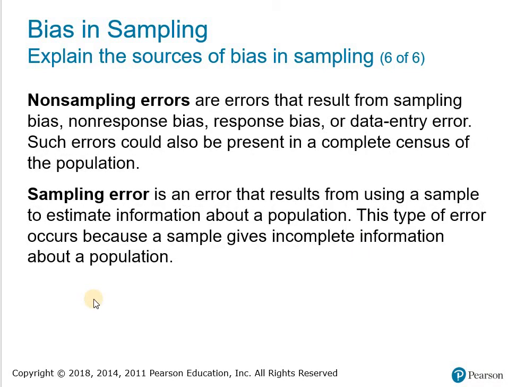Non-sampling errors are errors that result from sampling bias, non-response bias, response bias, or data entry errors. Such errors could also be present in a complete census of a population. Sampling error is an error that results from using a sample to estimate information about a population. This type of error occurs because a sample gives incomplete information about the total population.